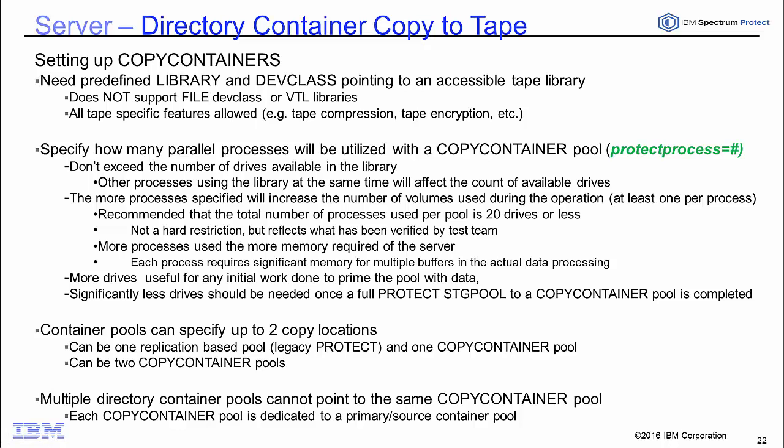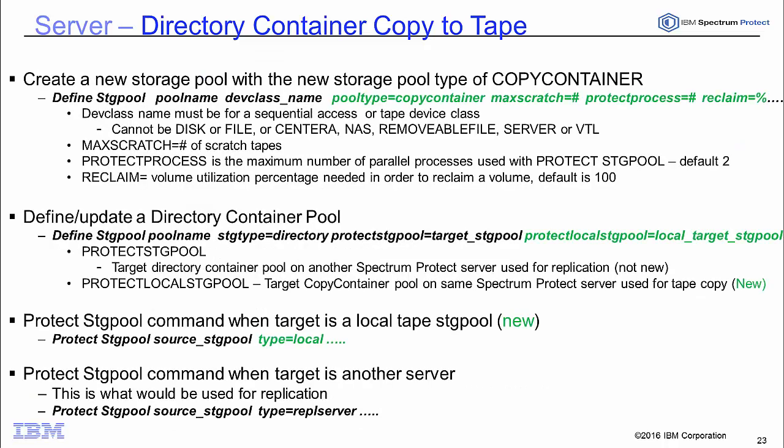Okay, and here's the actual commands for creating a new storage pool. That's simply your defined storage pool name and device class name. Your pool type equals copy container. You're going to specify your max scratch, your protect process, and your reclaim percentages. Once you've defined this copy container, you're then going to link it to a directory container pool. If it's a new directory container pool, you'll do the define command. If it's an existing one, this would simply be an update storage pool command.